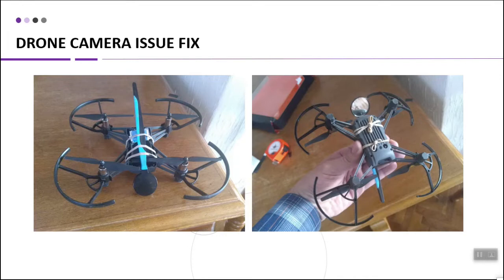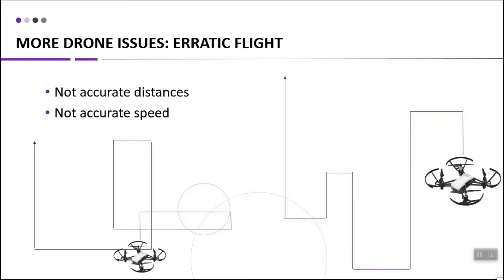I was happy, but that wasn't the last issue with the draw. It was just beginning. Okay, so there was one more problem: the erratic flight. When you control the drone manually, there's no problem, because when you are controlling it with the controller or with the cell phone app, it obeys you, and basically it works fine because you are seeing the drone.